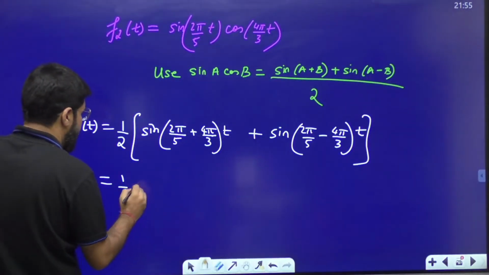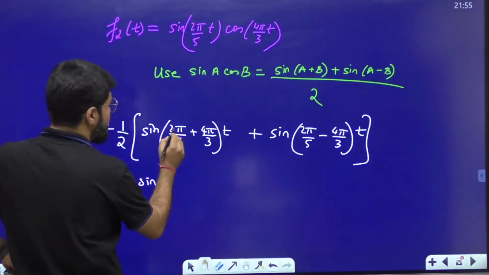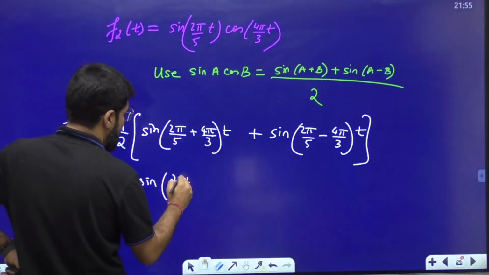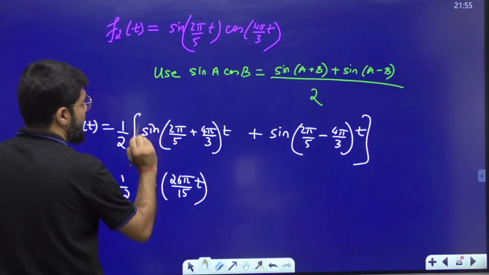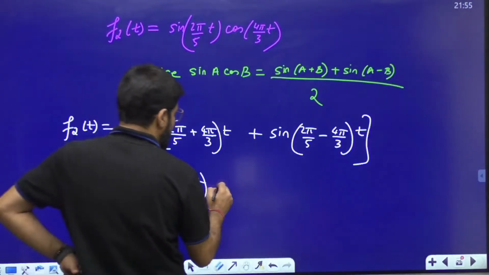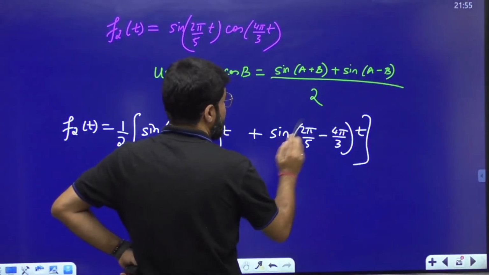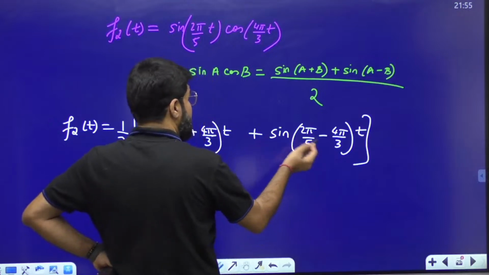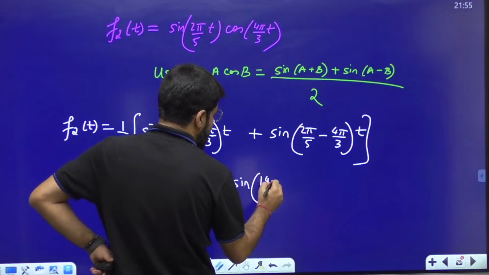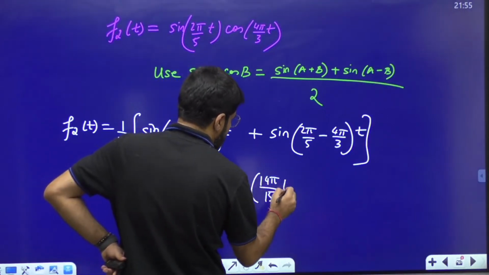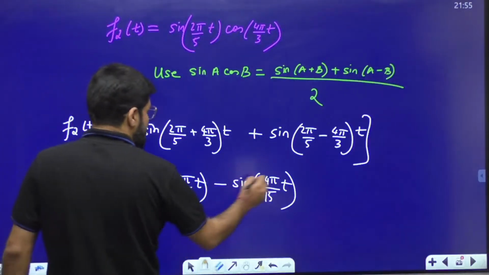Now this is going to be 1 by 2 sine of, how much? The LCM will be 15. 6 plus 20, 26 pi by 15 t. Let me recheck: this is 6 and this is 20, 26 by 15, correct. Plus sine of 6 minus 20, which is minus 14, and sine of minus theta is minus sine theta. So this becomes minus sine of 14 pi by 15 into t. Correct.